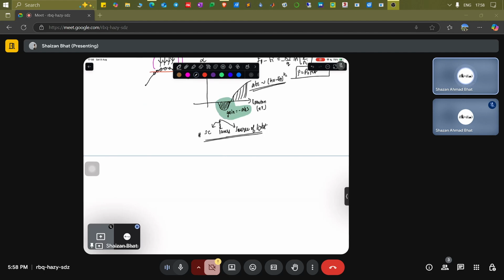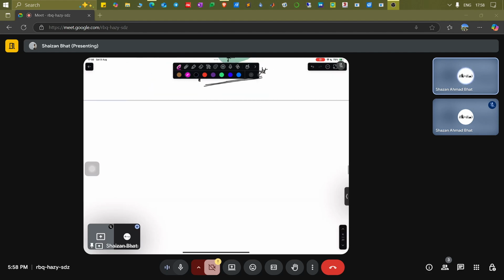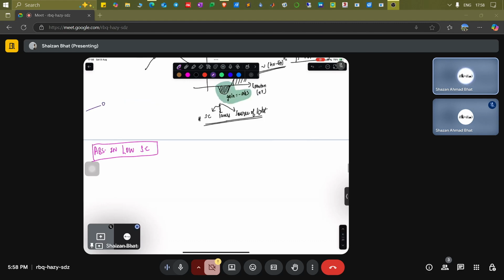Okay. Now, what happens if you have, let's say, for example, absorption in a low dimensional semiconductor? If we talk about absorption in low dimensional semiconductors. Earlier, up to this part, this was basically mostly for the bulk semiconductors. That's why we consider the density of states to be approximately proportional to the square root of E, just like this. That's why alpha was varying as the square root of h nu minus Eg.